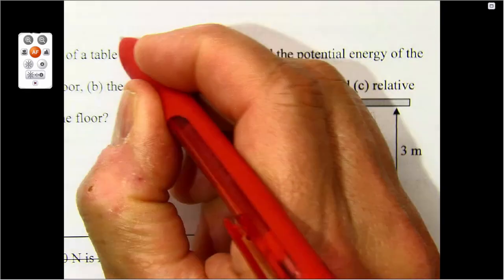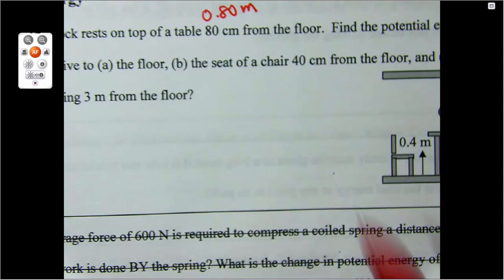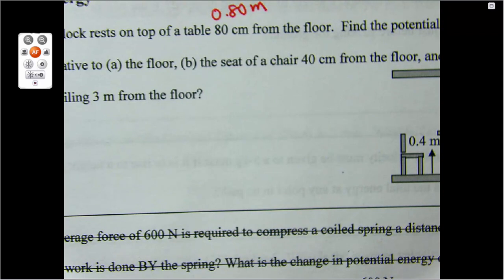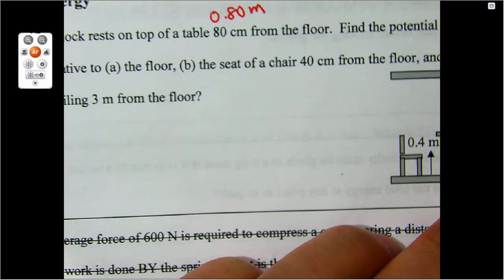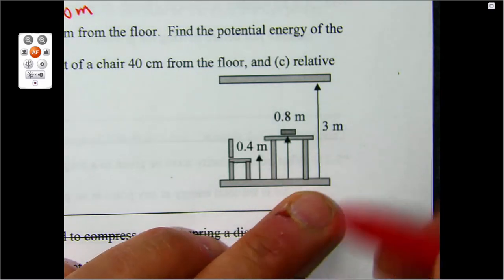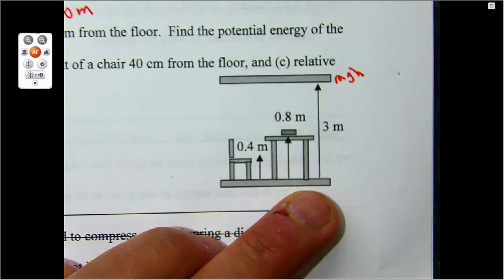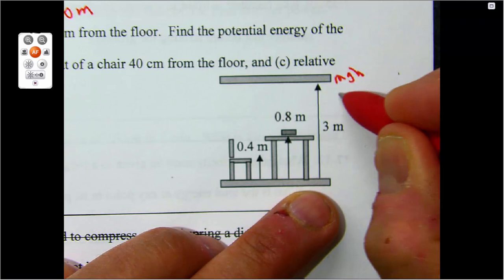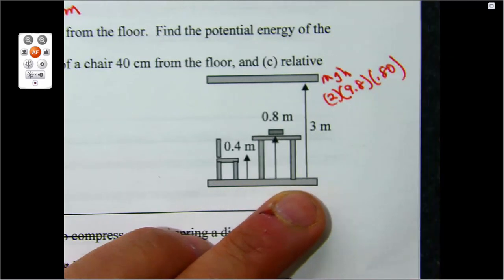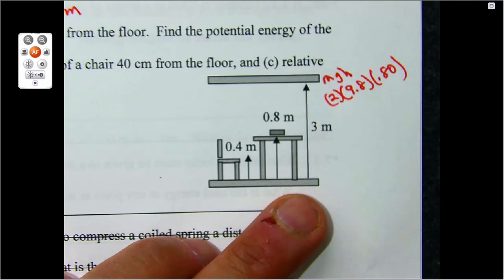Well, this is 0.8 meters, right? Relative to the floor. So if that's 0.8 meters, obviously floor, table, chair, mgh here is going to be 2, 9.8, and 0.8, right? Why is the height negative 2.2?